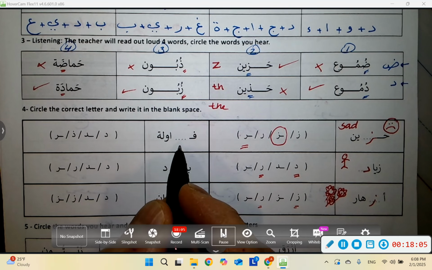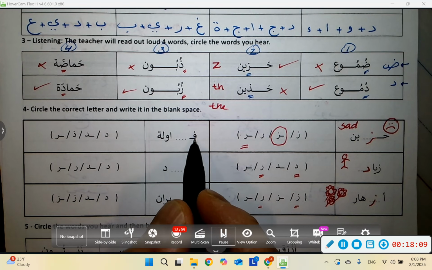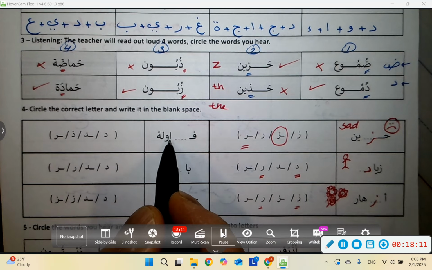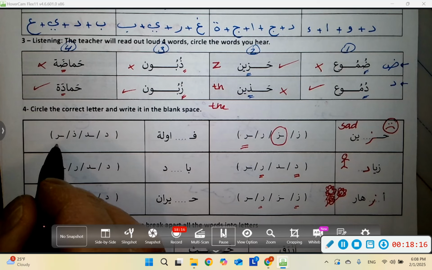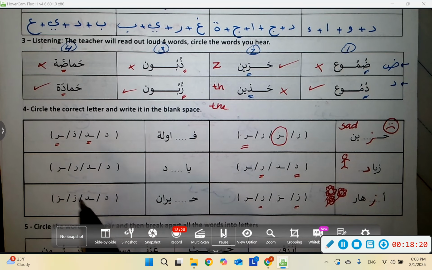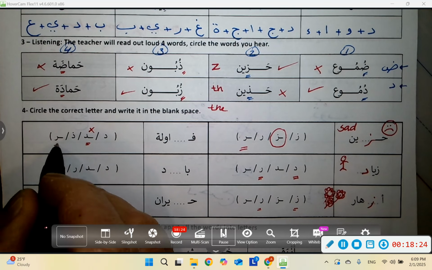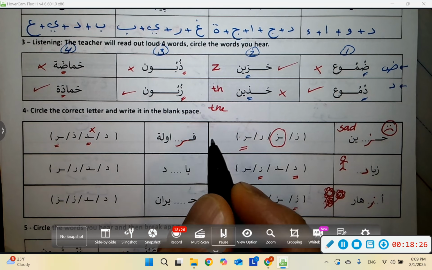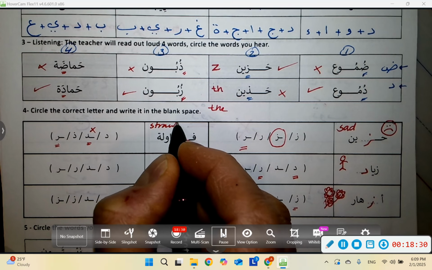Next, farawila. As we said, we need a letter that connects from the back, because this letter cannot connect to the alif. And we have two possible letters, dal and ra. But fadawila has no meaning, so it's not the dal, it's the ra. Farawila, which means strawberry.